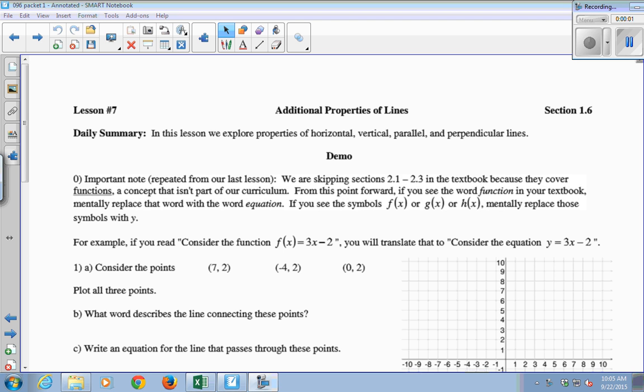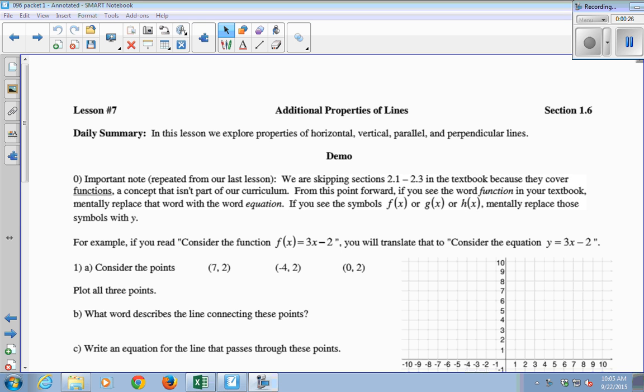In our last lesson, we talked about lines, and the two general equations for a line: y equals mx plus b, and y minus y1 equals m times x minus x1. So those are the two general equations of a line. Today we're going to do a little bit more exploration of lines. We're going to look at horizontal, vertical, parallel, and perpendicular lines.